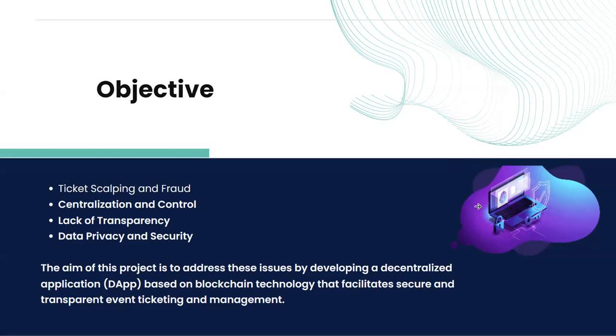There is no transparency in the ticket management system. The fourth point is data privacy. As we all know, in a ticket management system, users' sensitive information is taken, so there may be data breaches and loss of private information. So the aim of this project is to address these issues by developing a DApp, a decentralized application based on blockchain technology, that provides a secure and transparent ticketing management system.